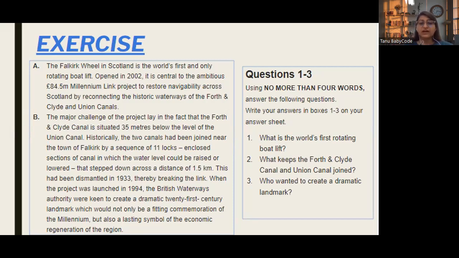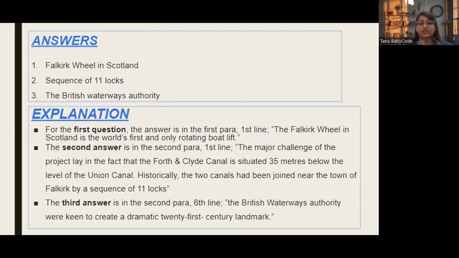So here are the answers on my screen. You can check all your answers and see the word limit says you have to write 4 words, so you cannot extend your answer. You cannot write more than 4 words here.